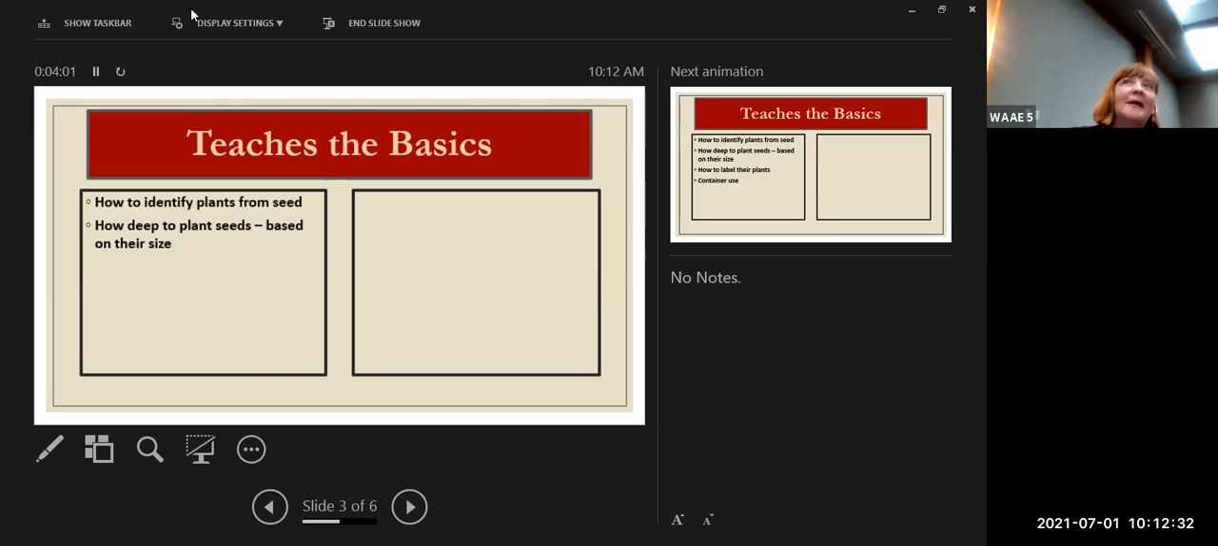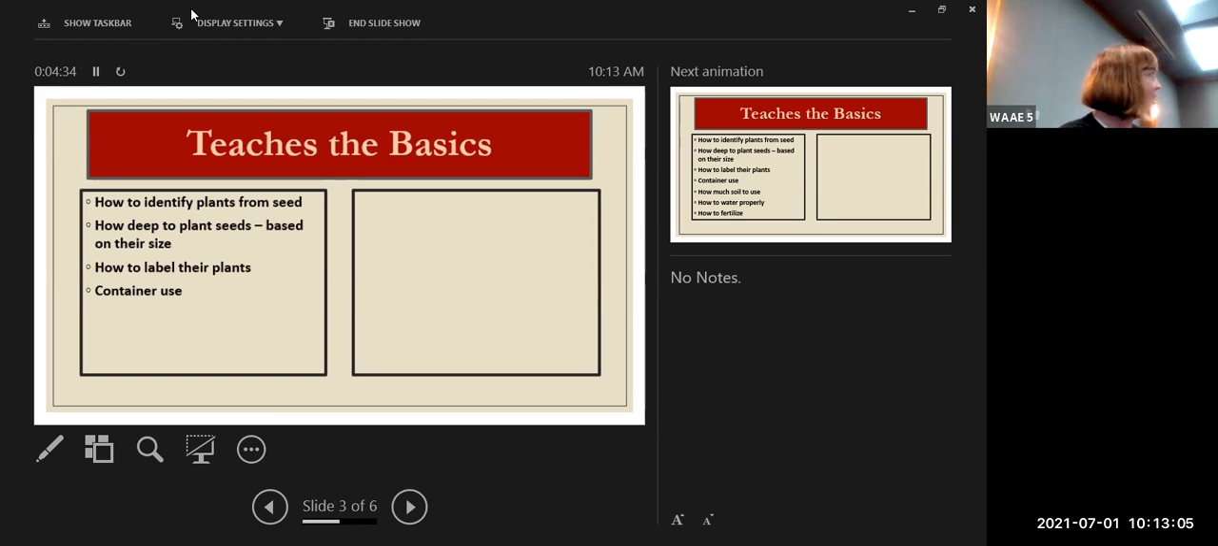But they all look different, especially herb seeds. That's one in particular that they were so surprised at, how small herb seeds are and how close to the surface we have to get them in order to make sure they plant correctly. It also helps teach them how deep to plant the seeds themselves based on their size, and how to label their plants correctly. This activity goes into their use of containers and how big their containers are.